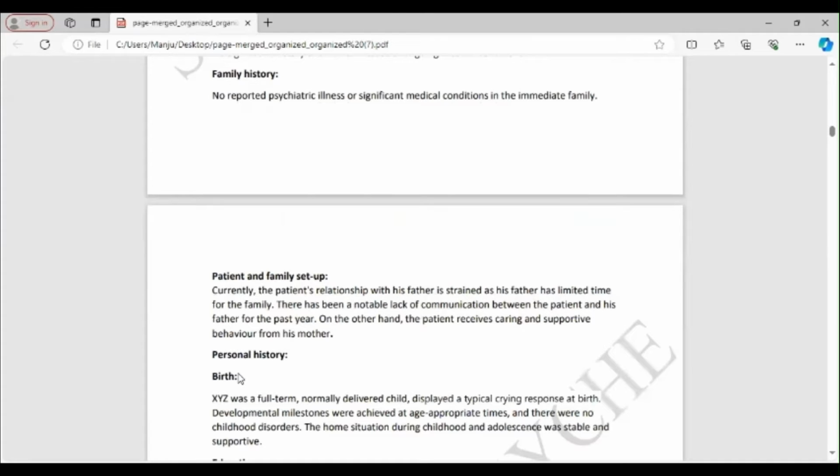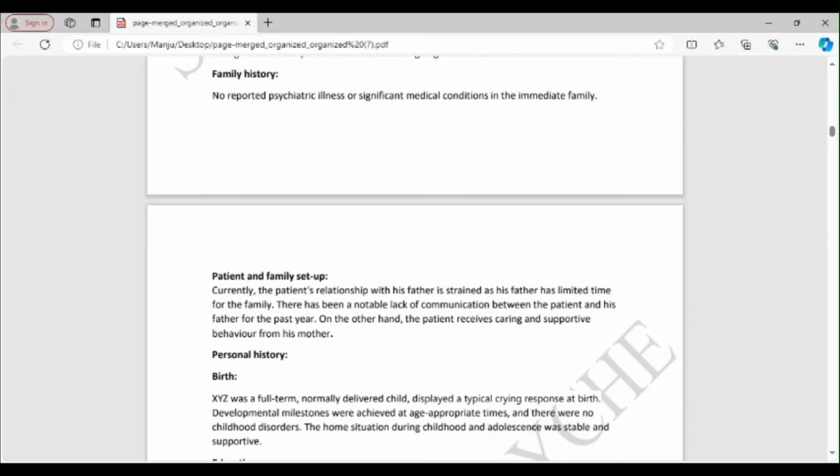Patient and family setup, here the relationship of the patient with the family is seen. So this patient's relationship with father is strained. Father has limited time for the family. There is a notable lack of communication between the patient and his father for the past year. On the other hand, he receives caring and supportive behavior from his mother.